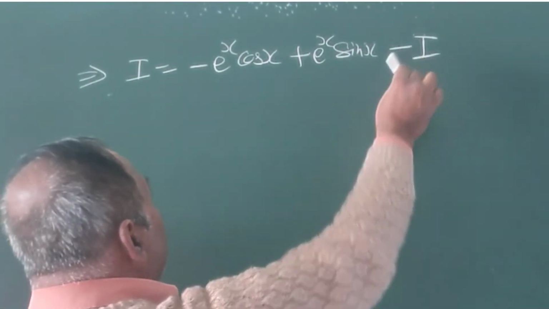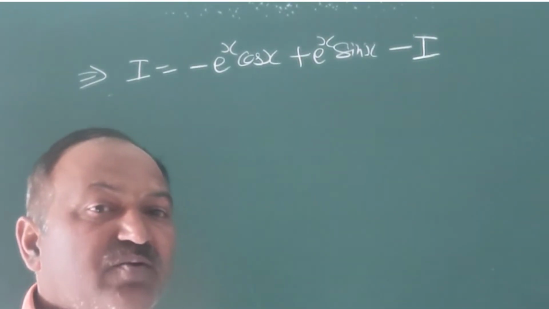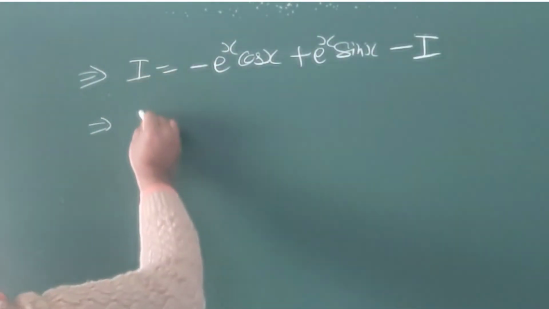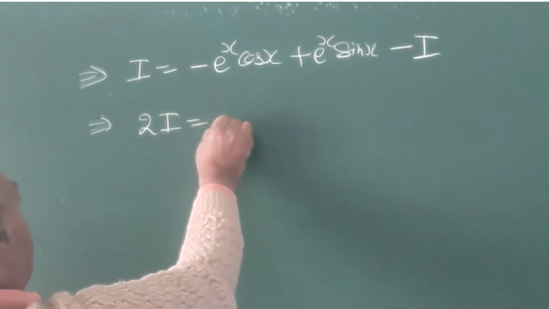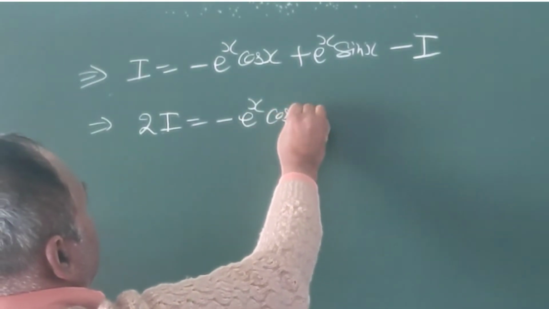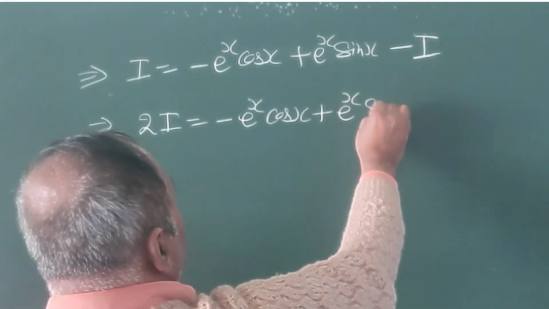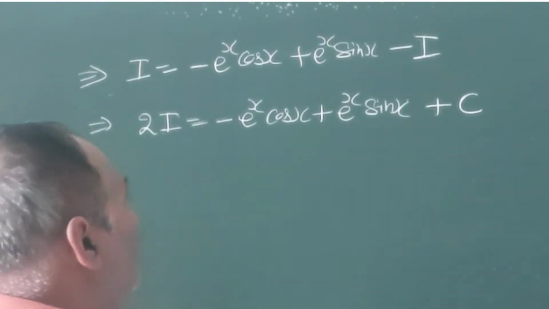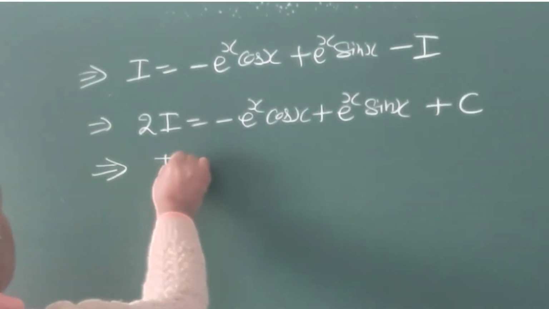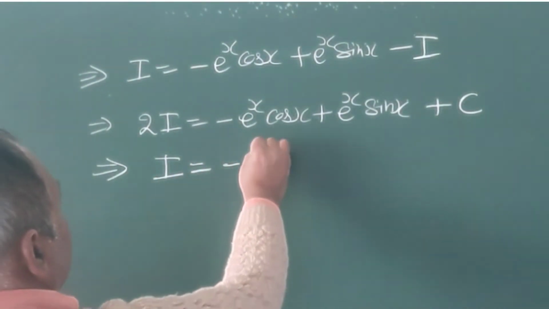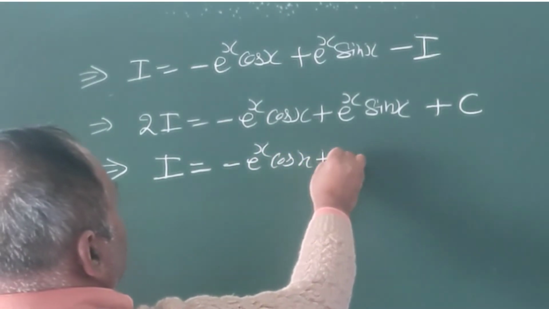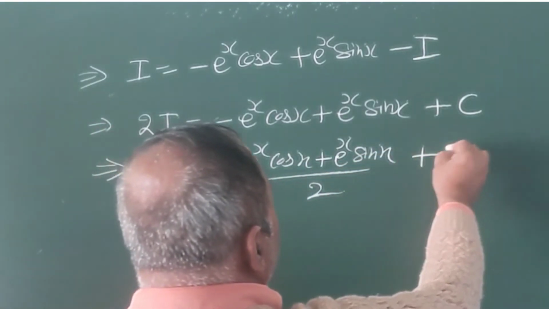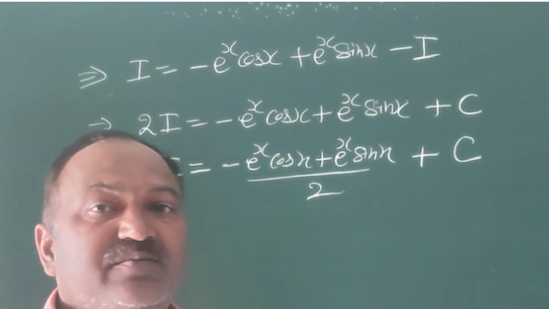After putting e raised to power x, integration of e raised to power x into sin x as I, we get this. Therefore I plus I, 2I is equal to minus e raised to power x into cos x plus e raised to power x into sin x plus constant of integration c, and therefore dividing by 2 we get integral I is equal to minus e raised to power x cos x plus e raised to power x into sin x divided by 2 plus c upon 2, this again becomes c.